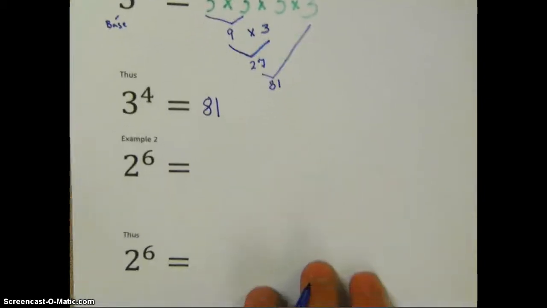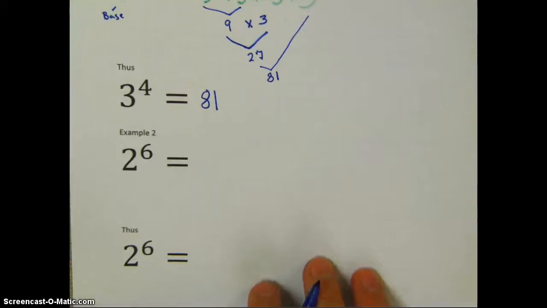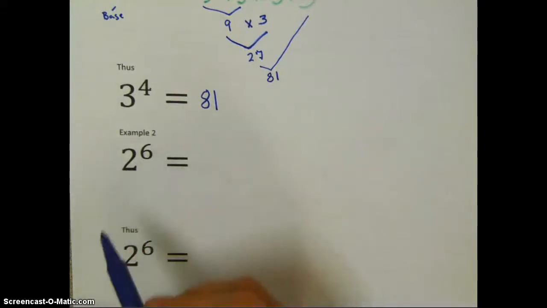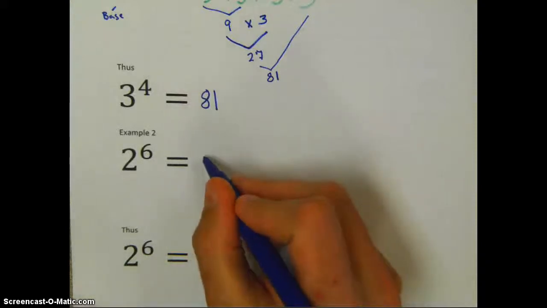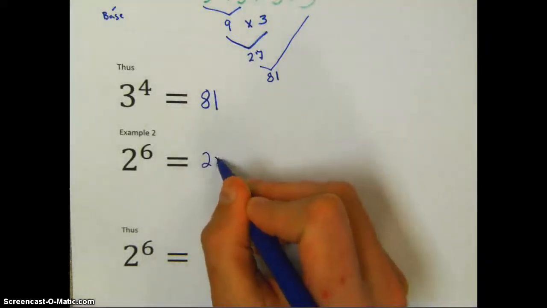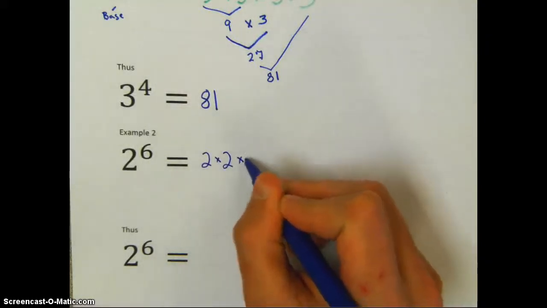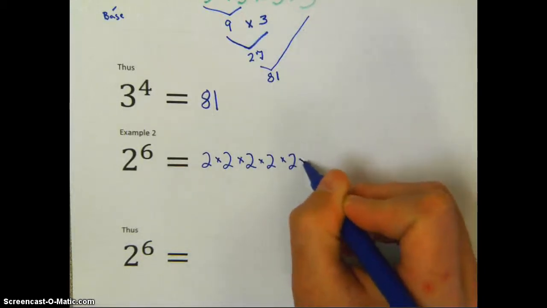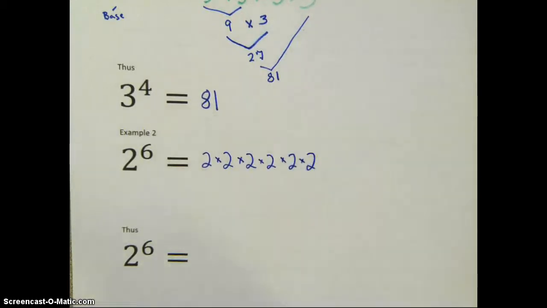Let's take another look at another example. In example 2, this is 2 to the 6th power. So that tells us we have 2 six times. So 1, 2, 3, 4, 5, 6. That's 2 to the 6th power.